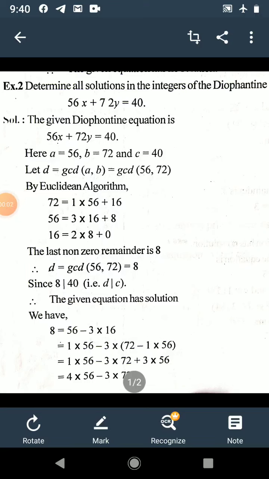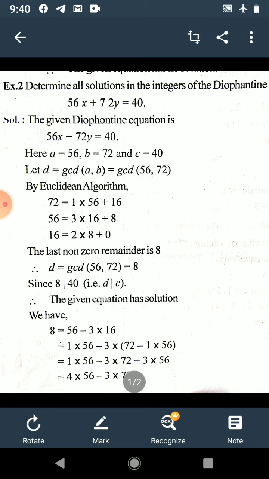Good morning, student. In the last lecture, we have seen the linear Diophantine equation. We know that the general form of the linear Diophantine equation is ax plus by is equal to c. In this equation, the coefficients a and b are integers. Also, the right hand side c is an integer.